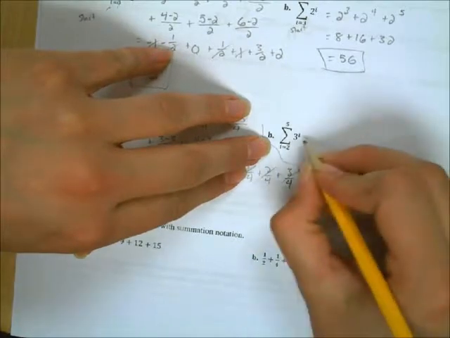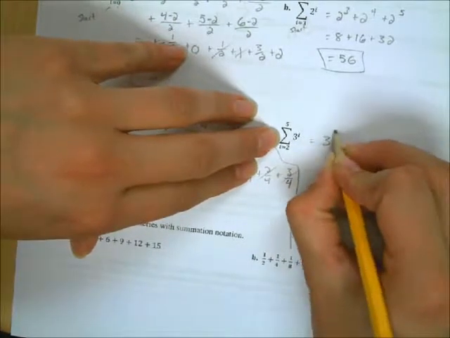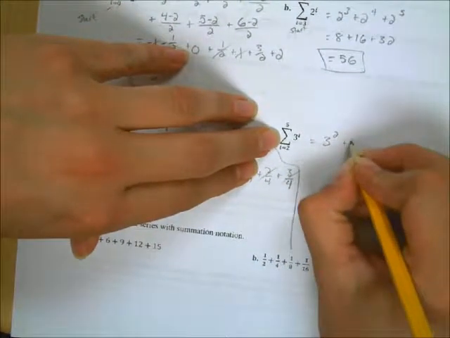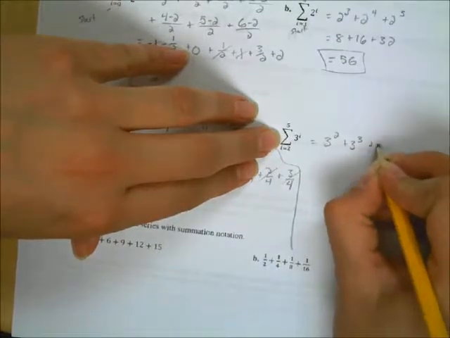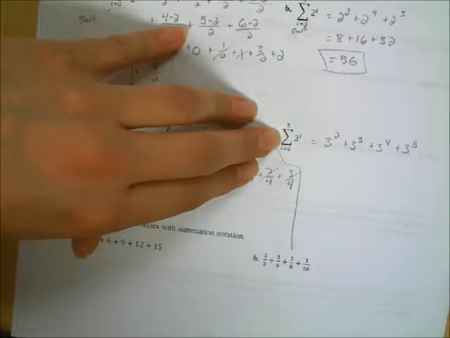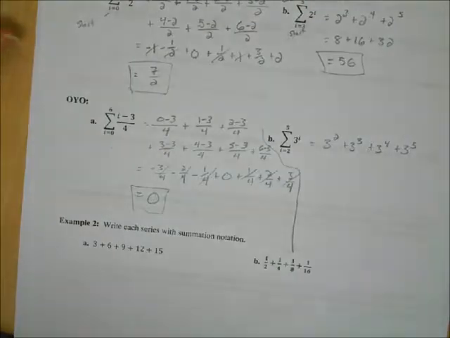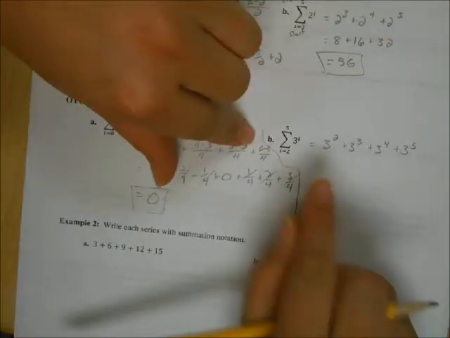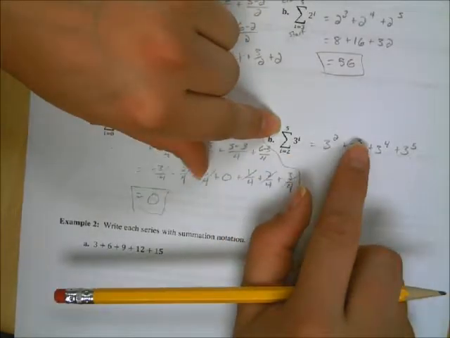Okay, so here we go. 3 to the second power plus 3 to the third power, 3 to the fourth power, and 3 to the fifth power. So I started at 2, I ended at 5: 2, 3, 4, and 5.